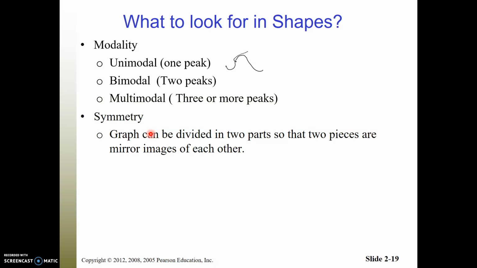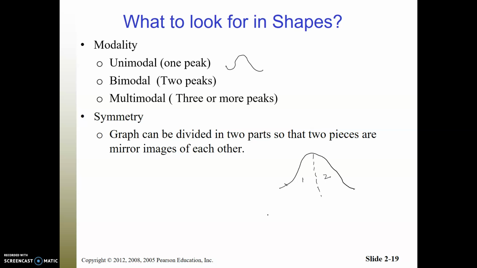The next thing you need to look for is symmetry. Symmetry means I can divide the distribution shape into two parts so that the two parts are images of each other. Let me show you what I mean. Look at the shape of this distribution. It looks like a bell shape, right? I can divide this shape into two equal parts, part 1 and part 2, and these two parts are like mirror images of each other. Such a property is called symmetry. If you can divide the shape of a distribution into two equal parts in such a way that the two parts are mirror images of each other, then such a property is called symmetry.